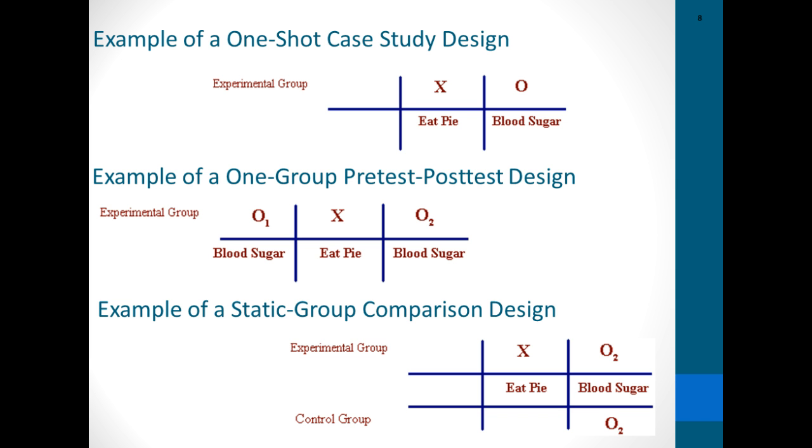In the static group comparison, it's still better, but it's still considered a weak design, mostly because you really know little about the different subject characteristics. In this case you've got two groups, an experimental group and a control group, but you didn't do any kind of pre-testing. So you know that there were perhaps differences between the group that ate the pie and the group that didn't, but you don't know what those differences were before. All of these are considered examples of weak experimental design.